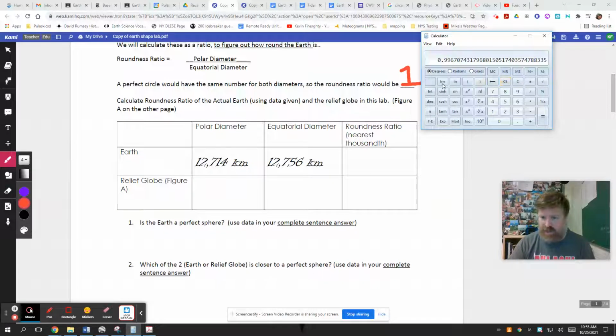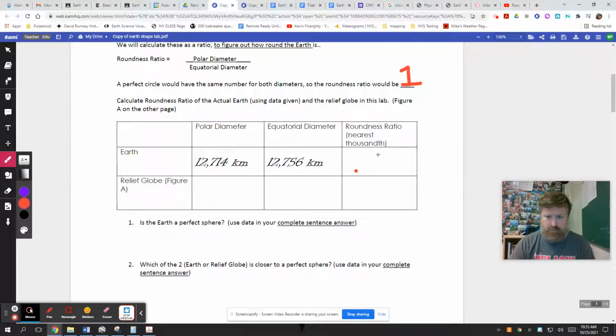And I'm going to get 0.997 for Earth. Pretty close to 1. That is a 9. Pretty close to 1, therefore pretty darn spherical. Even though we're taking the time to announce and to study that it's not perfectly spherical, 0.997 is pretty darn close. How about the relief globe?